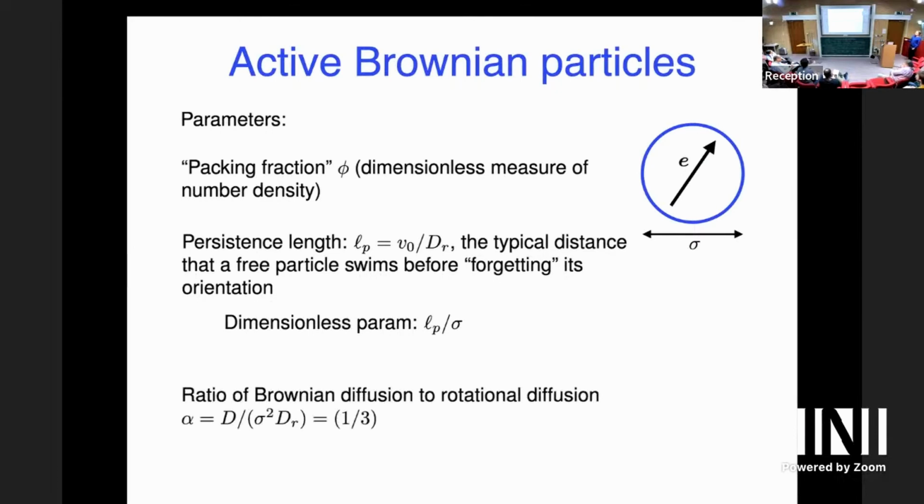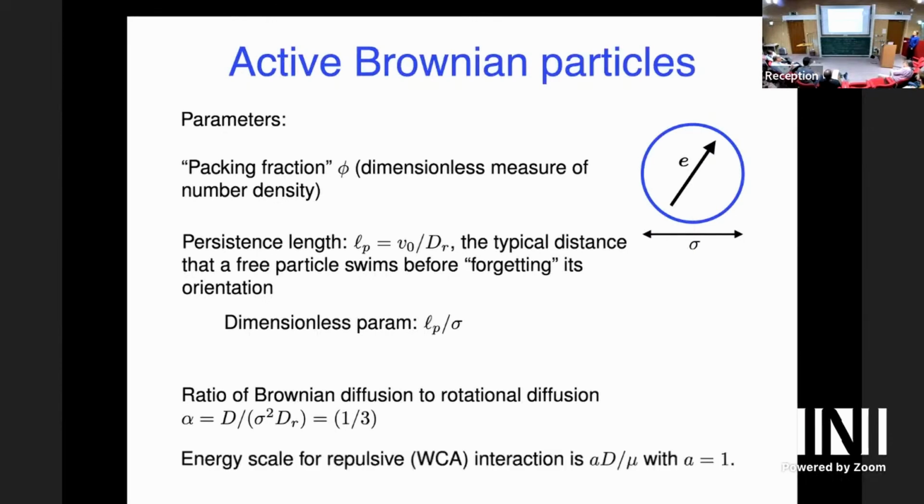There's something to do with the Brownian diffusion versus the rotational diffusion, which we just fix. This parameter is just fixed at 1/3, which is what you get if you just do the sort of thing for spheres with no-slip boundary conditions. This is somehow not a very interesting parameter. We just fix it. And then there's some energy scale for the repulsive interaction, which we just take to be basically 1. But it's a hard energy.